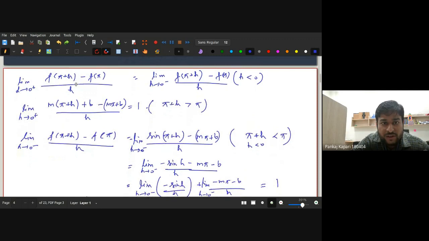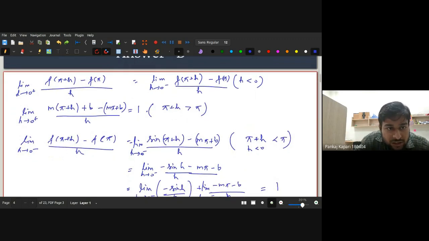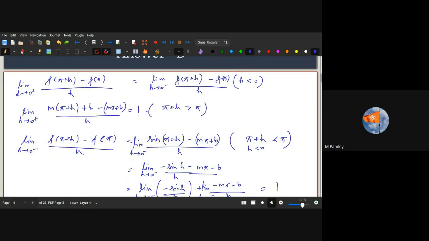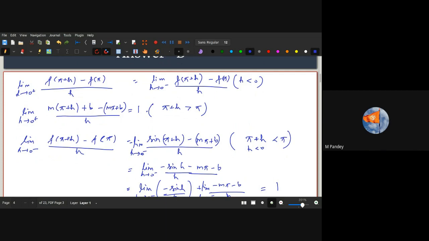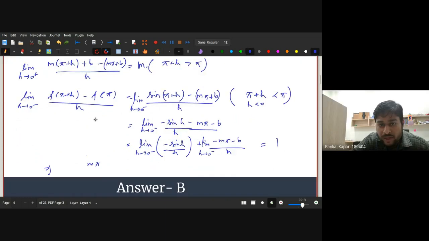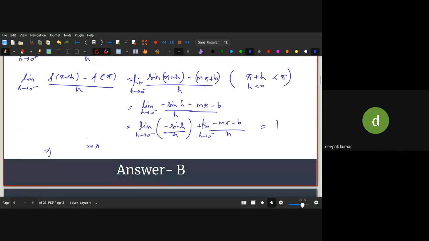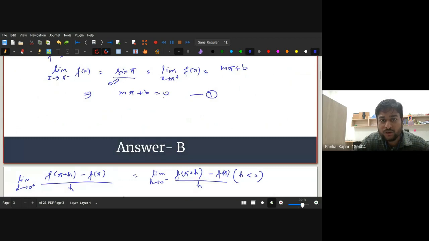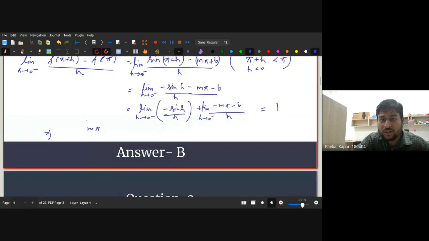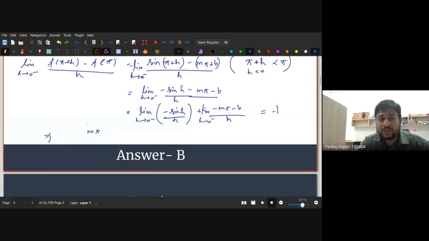Because here you can see that m pi will be cancelled, b will be cancelled, and then I will have m times h, and then h will cancel, and this limit will become m. So this limit will become m minus 1, and again we know that m pi plus b is 0, so this quantity is 0 because we have already found that in equation 1. So that will just give you that this limit is minus 1.